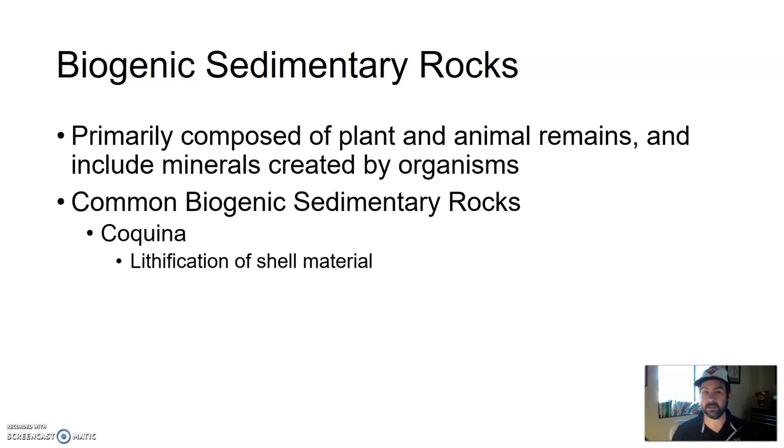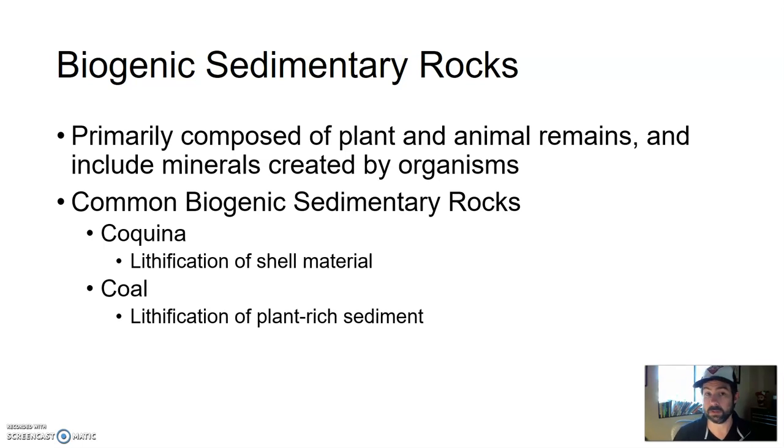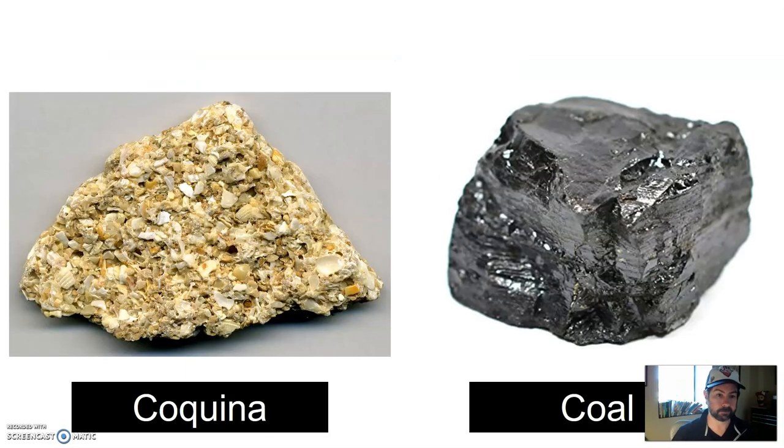Coquina, it's the lithification of shell material, like oceanic shell creature material, a bunch of that stuff broken down, cemented together. Coal is actually a biogenic sedimentary rock. Coal is the lithification of plant-rich sediment, a lot of organic material. So, these are just a couple examples. So coquina, you can see all the little shell pieces that have been cemented together. Sometimes people say it looks like a Rice Krispie treat.